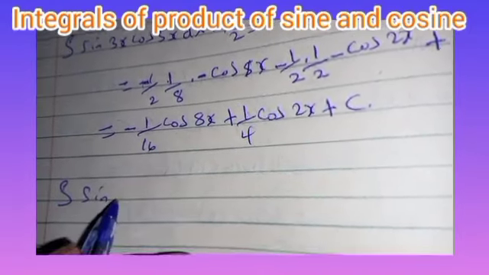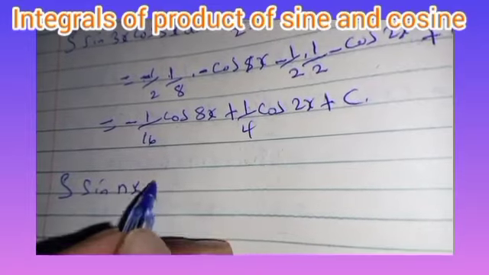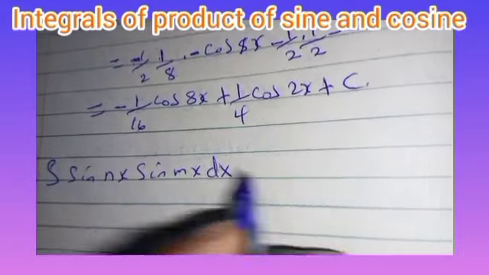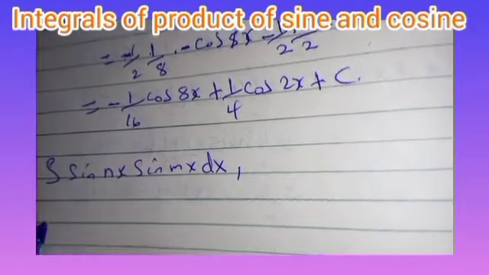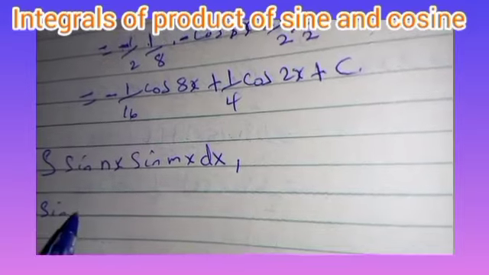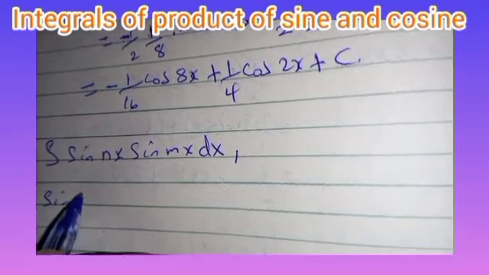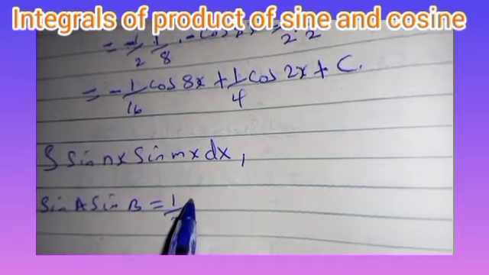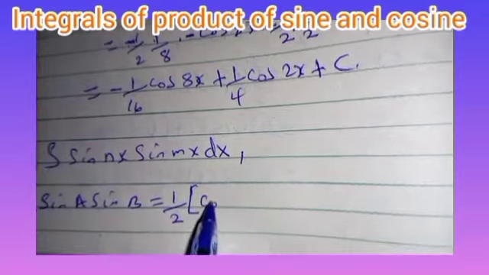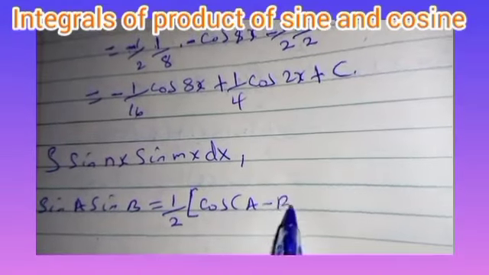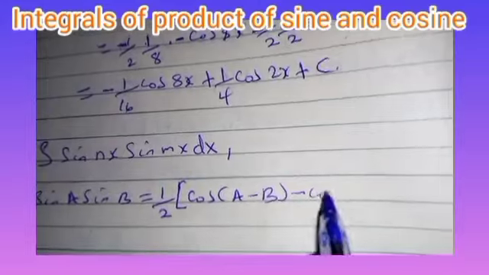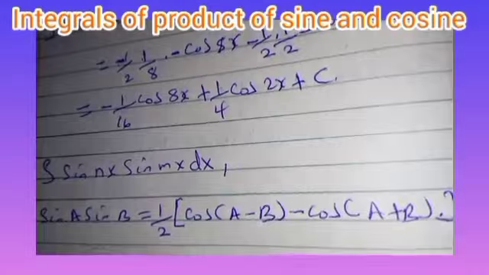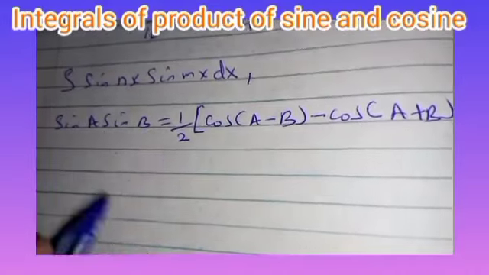In the next case, we want to consider whereby now you have integral of the product of sine nx and sine mx dx. So yeah, we make use of this identity which tells us that if you have sine A and sine B, it is given by what? Half into bracket cos of A minus B, then minus cos of A plus B. We close the bracket.